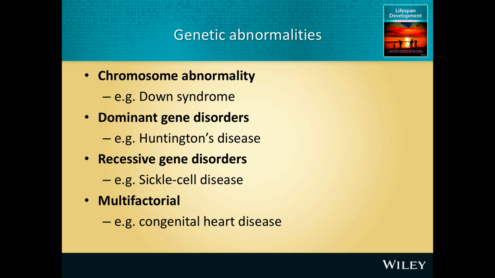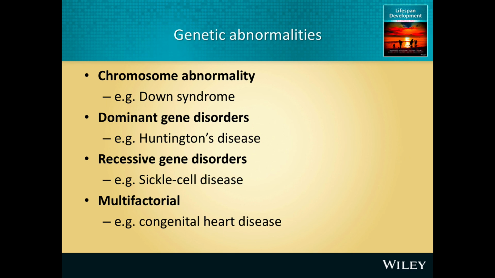So on to genetic abnormalities. There are many, but these are probably some of the ones that may be a little more mainstream than others. So the chromosome abnormalities, and the example here is Down syndrome. Persons with Down syndrome have three number 21 chromosomes instead of the typical two. Phenotype is how the gene is expressed.